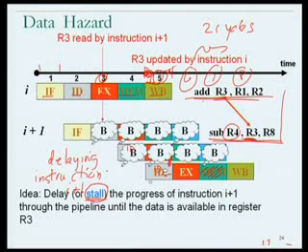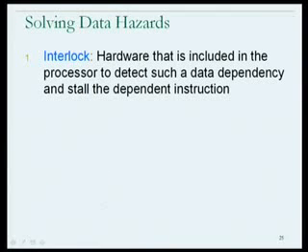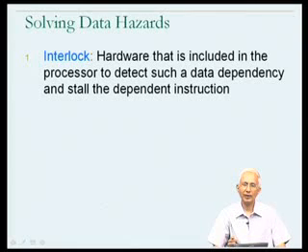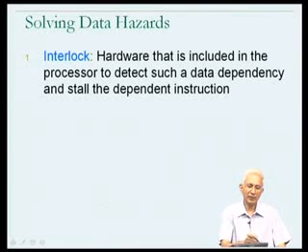Now, I just mentioned that the decision whether or not to stall an instruction is not a programmer decision, it's not a compiler decision. Very clearly it's a hardware decision. So there must be a piece of hardware that decides whether or not to delay an instruction in its progress through the pipeline. Such a piece of hardware is known as an interlock. So interlock is a term used for a piece of hardware that is included in the pipeline or in the processor. The purpose of this piece of hardware is to detect such data dependencies and to implement the stalling of the dependent instruction. Now I'm numbering this as one possible solution to data hazards, so very clearly we're going to see others.